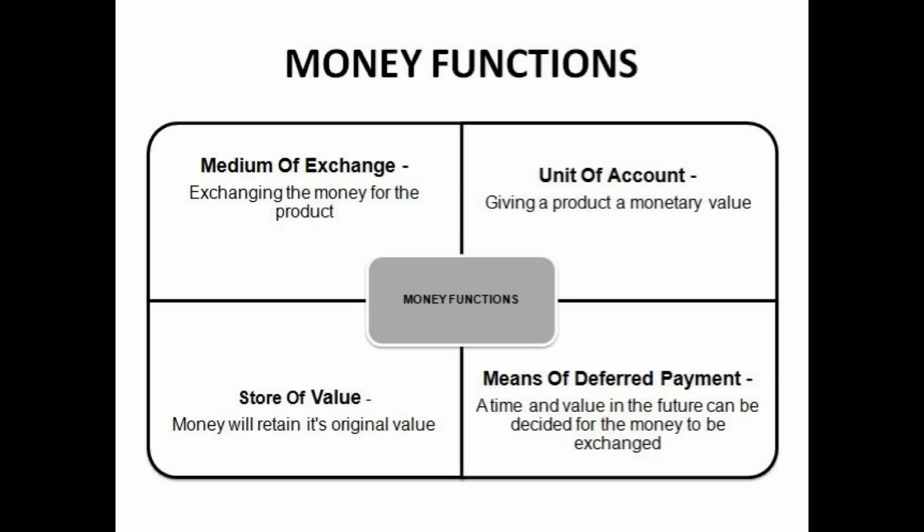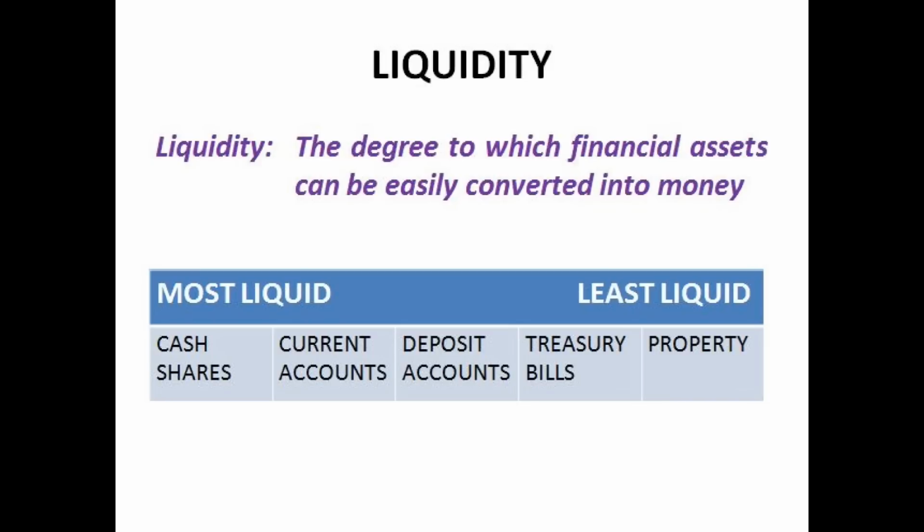And finally, a means of deferred payment. So say you give me your hamster, I could say, well, I will give you £28 for it, for example, in the future, maybe in 12 days time. So essentially you can make a plan for giving a certain amount of money at a certain point in the future, and that's using it as a means of deferred payment. I'm not sure when any of this is going to come into use, but that's ways to split money.